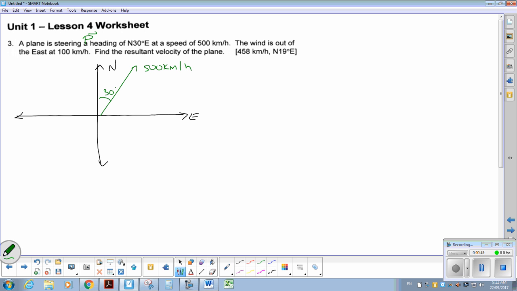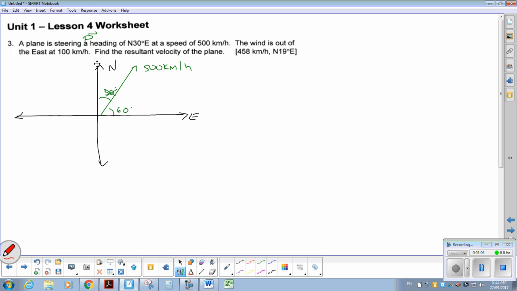Now, before we go any further, algebraically we need to use the angle with the x-axis. So I'm actually going to use 60 degrees, and I'm going to cross out that 30 so I don't get confused. Because with the algebraic process, you always use the angle with the x-axis.